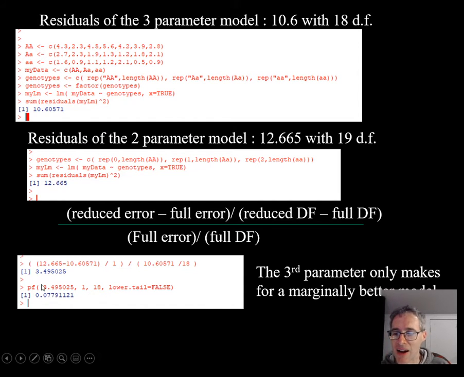And we'll evaluate the statistical significance of this using the cumulative F distribution at 1 and 18 degrees of freedom. And so here, if we use a 0.05 threshold, it doesn't make a difference. It's 0.07, so maybe it makes a little bit of difference. But the 3rd parameter only makes for a marginally better model.